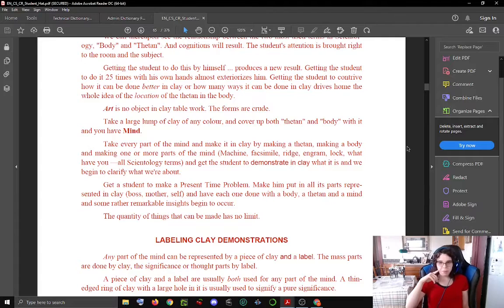Get a student to make a present time problem. Make him put in all its parts represented in clay, boss, mother, self, and have each one done with a body, a thetan, and a mind, and some rather remarkable insights begin to occur.